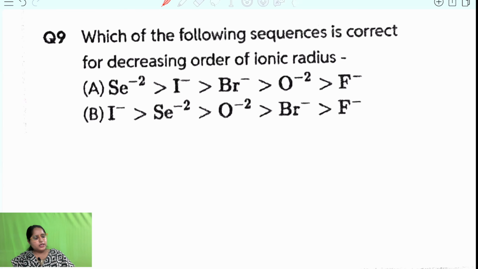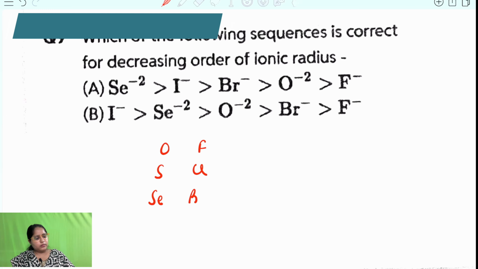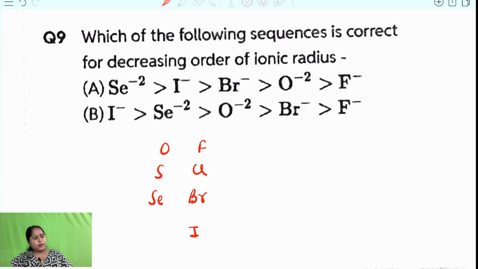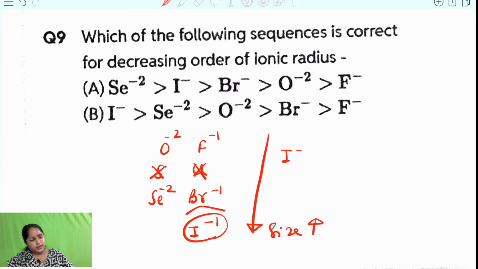So how to arrange? Selenium is in the oxygen family, so oxygen, sulfur, selenium. Then we have fluorine, chlorine, bromine, and then iodine. What are the things given? They have given O minus 2 and F minus, sulfur is not there, selenium is given, chlorine is not there, bromine is given, iodine is given. So we know down the group size increases. So who will be maximum? Definitely iodine, I minus will be more.